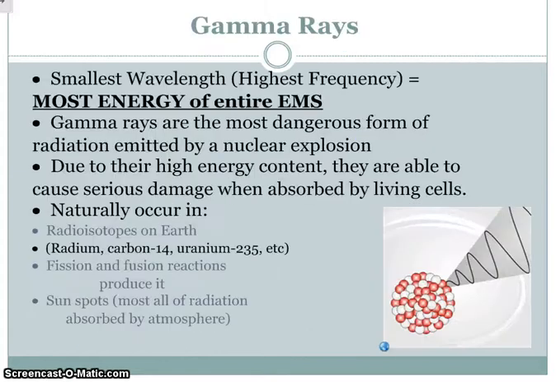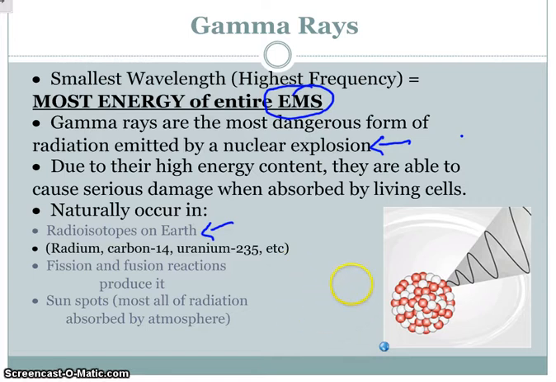If we look at the last one, we have gamma rays. These are the highest of our energies when we look at the EMS spectrum. They're the smallest wavelength, they have the highest frequency, and they're incredibly energetic. They're incredibly dangerous to us. These are what we were talking about in radioactive emissions earlier. So we see these naturally with radioisotopes. We can see these produced in nuclear explosions or nuclear power plants. And they cause some serious damage when absorbed by living cells.